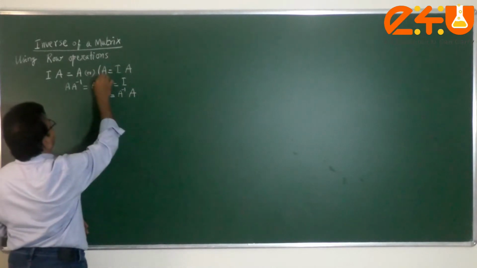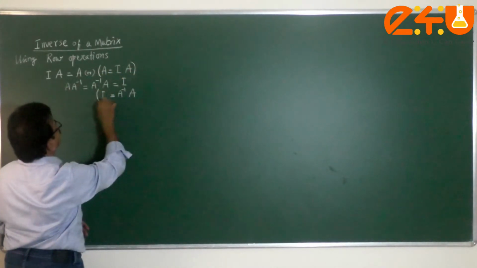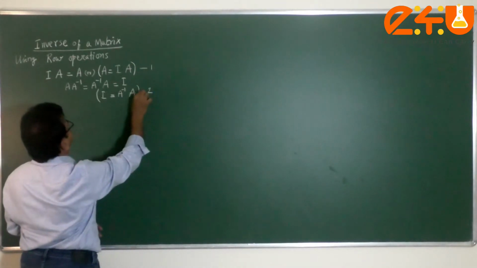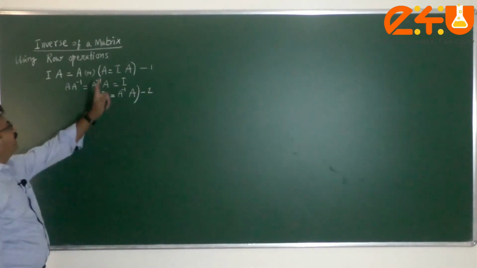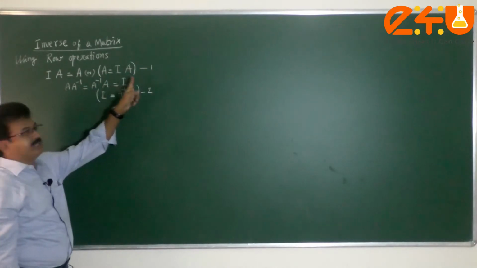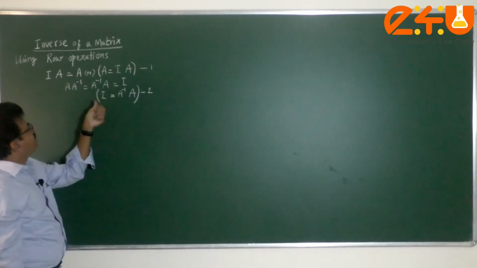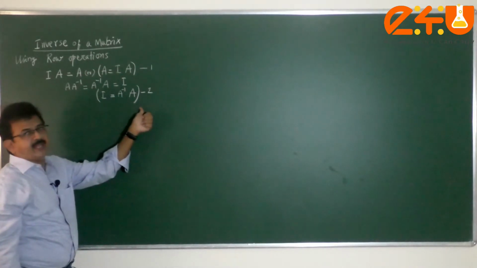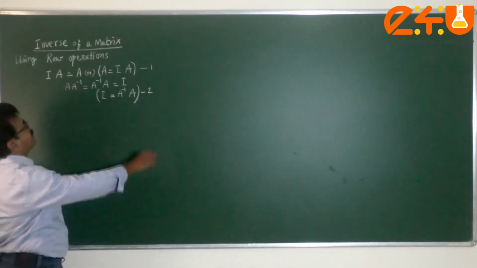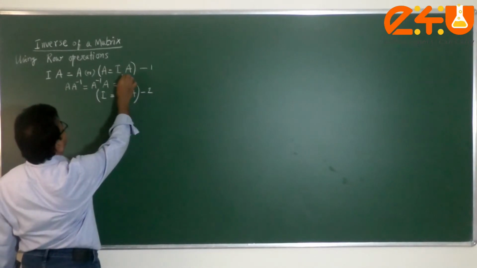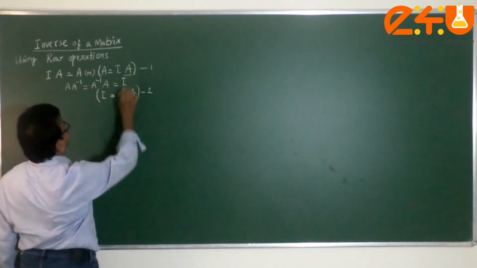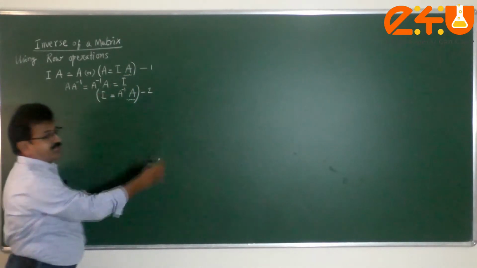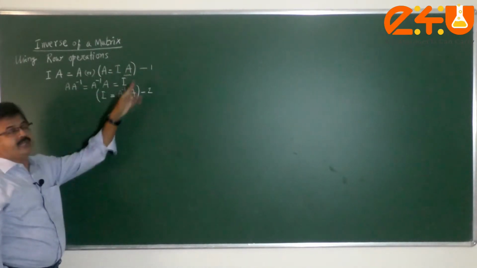So compare these two statements, statement 1 and statement 2. What is statement 1? A is the same as I times A. The second statement says the I matrix is A inverse times A. What is the striking feature of these two statements? The position of the matrix A on the RHS is the same. It is not altered.